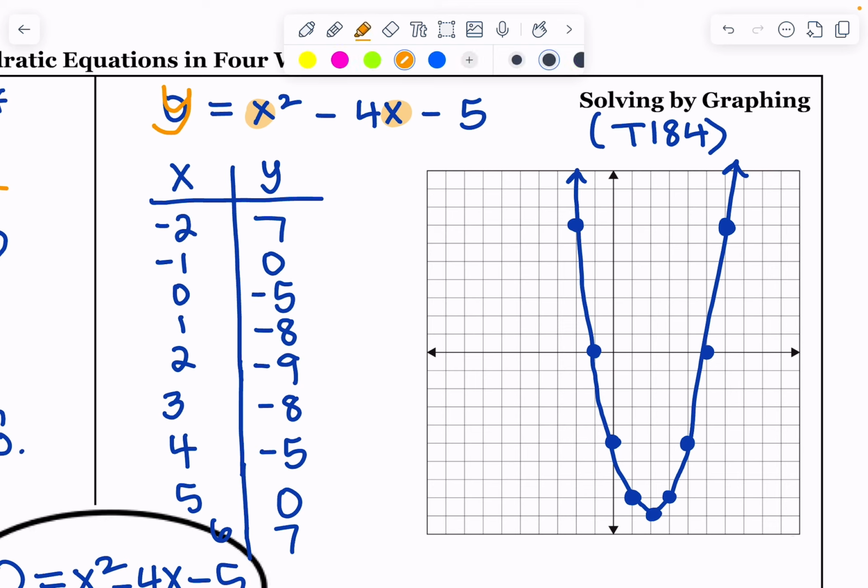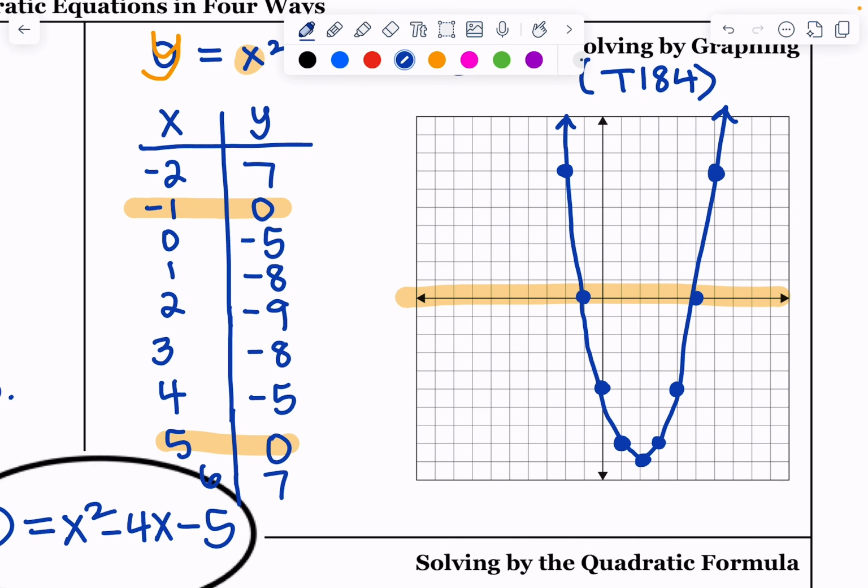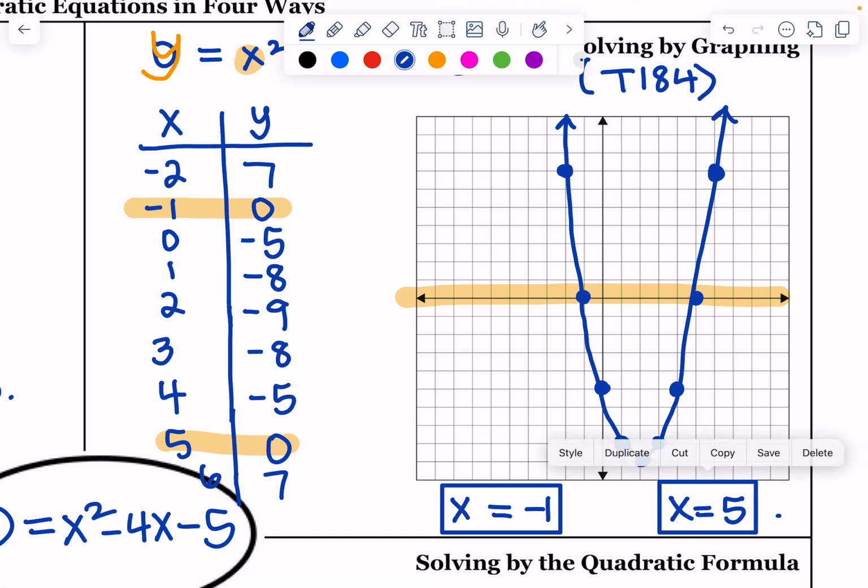And back to the beginning, I put a y in place of that 0. And so we are looking for where y is equal to 0. And if we look at our table, it is here and here. And if we look at our graph, we can see those same two x-intercepts there and there. So my two solutions are x equals -1 and x equals +5, which we see those same solutions from the factoring portion.